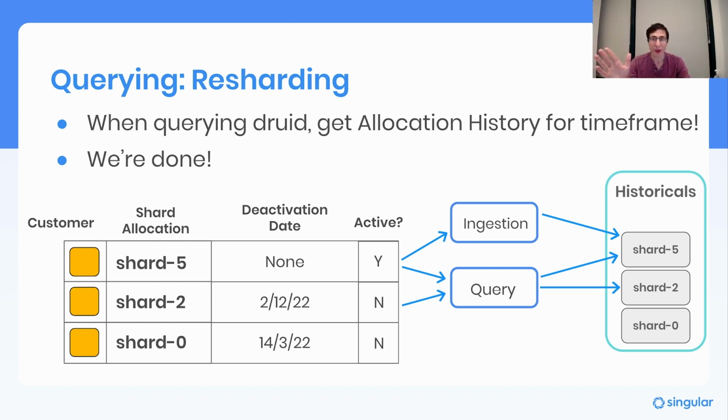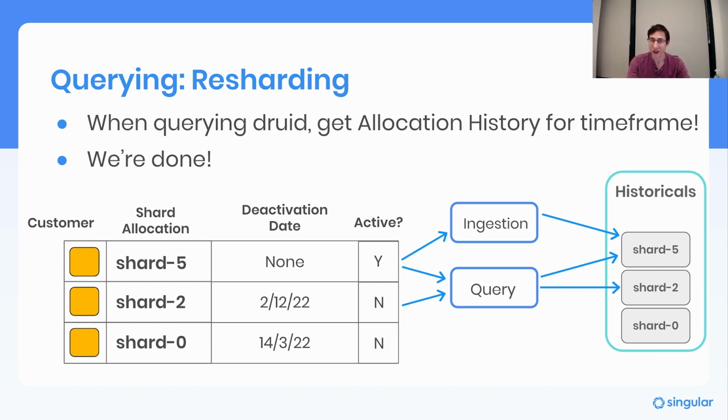On query, it's a little bit more complicated. We need to query the past week of data, and we check the deactivation date. So in this case, we'd say, okay, the deactivation date of shard 5 is none. It's the active one, so we obviously need to query that one. The deactivation date of shard 2 is from 7 days ago. It's from the past week, so we need to query that one as well. Shard 0, however, was deactivated ages ago and is therefore irrelevant, and we don't need to query that. So then we just query shard 5 and shard 2 and then merge the results.